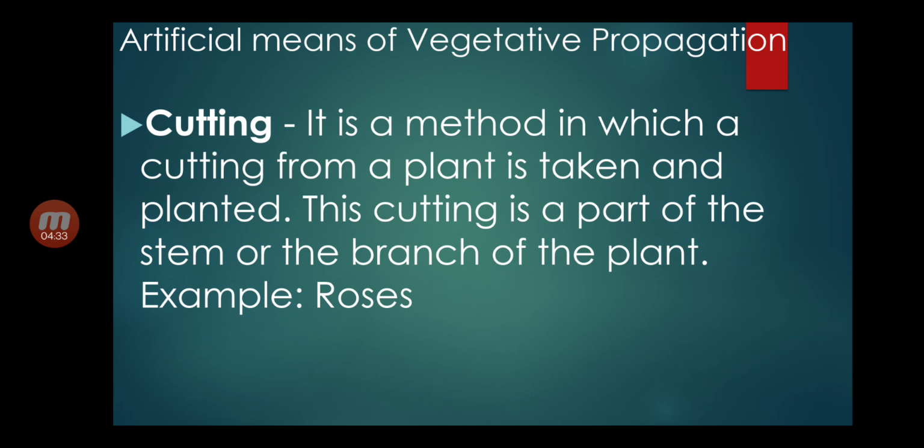Artificial means of vegetative propagation. Cutting. It is a method in which a cutting from a plant is taken and planted. This cutting is a part of the stem or the branch of the plant. Example, roses.